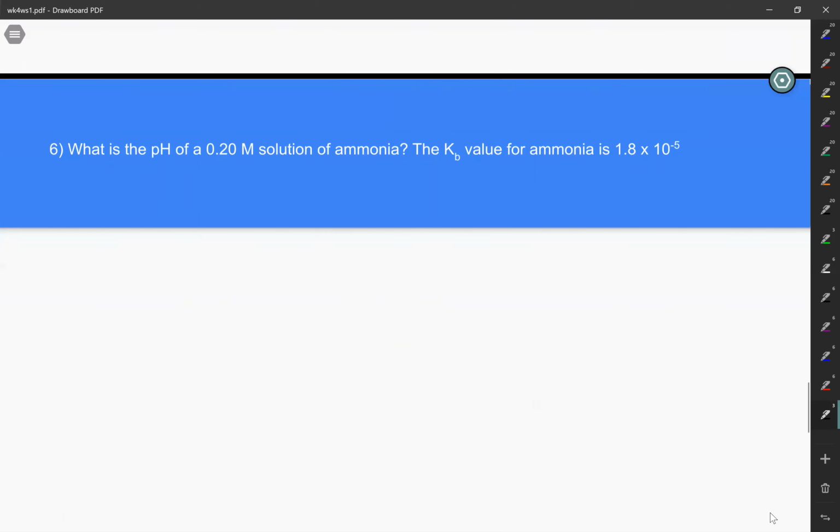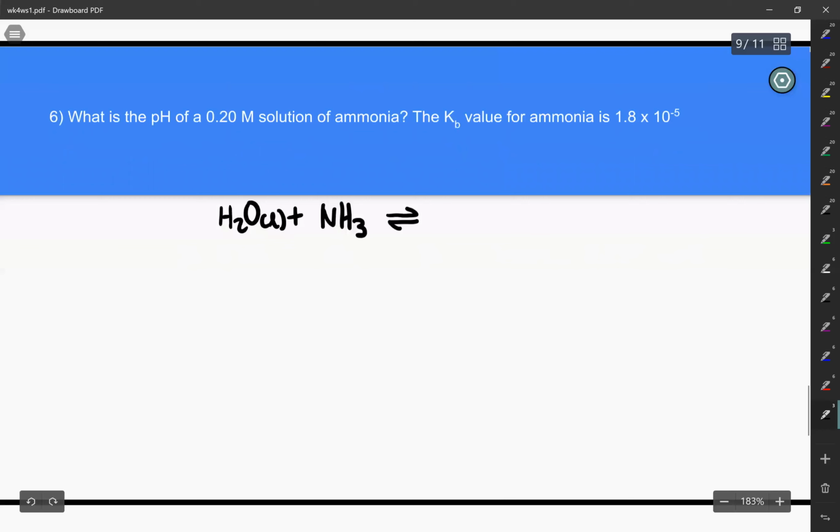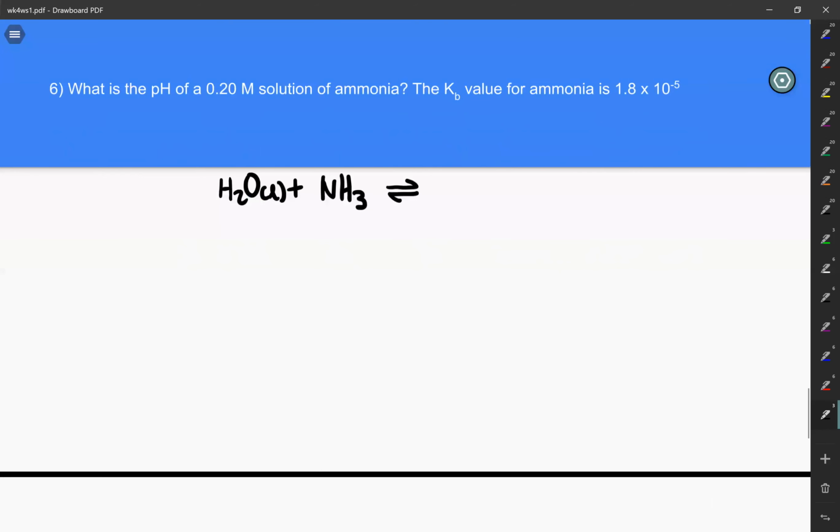So for the last question, it asks what's the pH of a solution of ammonia. The Kb value for ammonia is 1.8 times 10 to the negative fifth. So I think the first thing we should do is find our equation for this reaction. So I'm going to start with H2O, that's a liquid, plus NH3. NH3 is ammonia, of course. And we're going to have equilibrium arrows because it's a weak base. And this weak base dissociates into NH4 plus and OH minus.